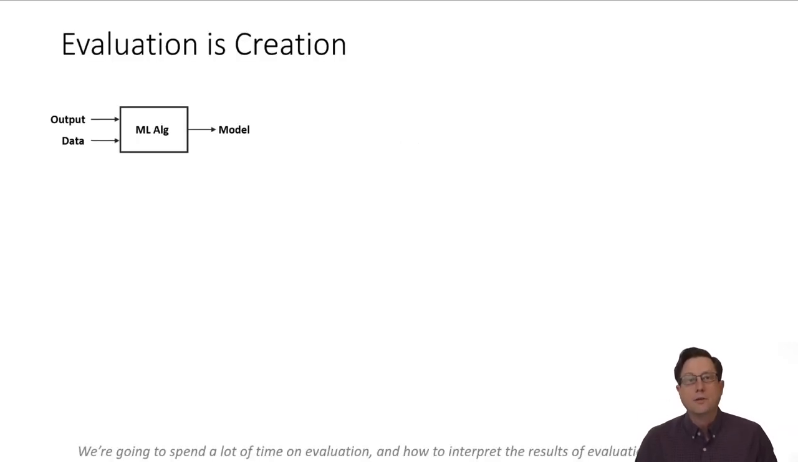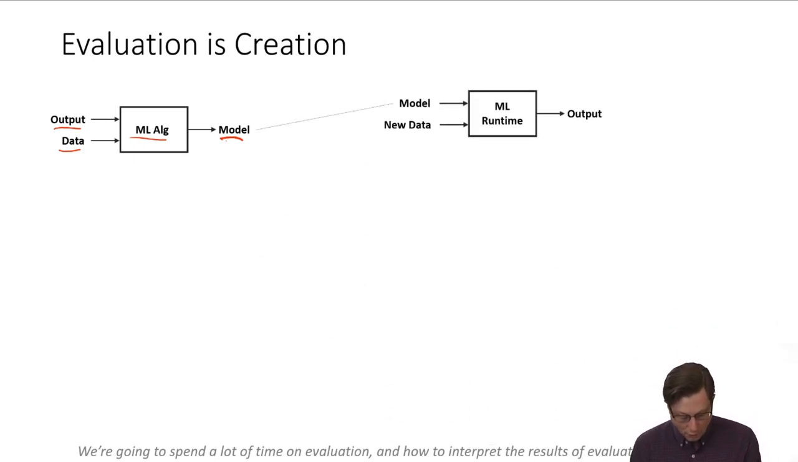Okay, let's get started. Evaluation is creation. Here we see the diagram from a previous lecture, and it shows at a super high level what machine learning is doing. You give the machine learning algorithm the output that you'd like for a particular piece of data, and the machine learning algorithm churns away and does all the fancy stuff we've talked about, loss, optimization, and it outputs a model. This model is essentially a program that in the future, if you feed it new data that looks similar to that original data, and put it into what we call a machine learning runtime, the machine learning runtime would execute that model on the new data and produce outputs.